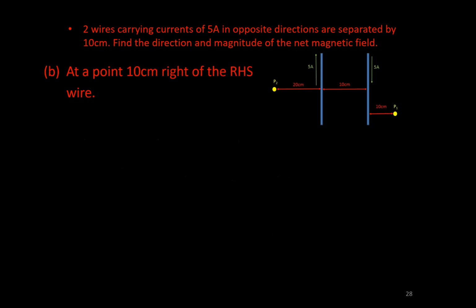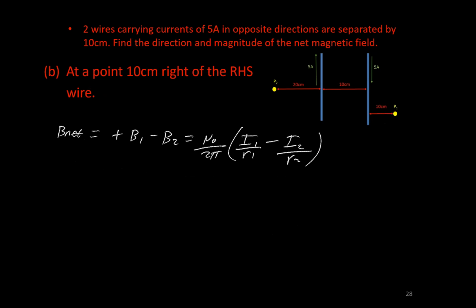Now, let's take a look at a point 10 centimeters right of the right-hand side wire. So here's the right-hand side wire. Let's look 10 centimeters to its right at a point P1. Here, the net magnetic field is going to change. Do your right-hand rule. Put your thumb this way and look at which way your fingers curl. That means that the field is coming out due to current 1, due to this current, and it's going in due to this current. So the field at this point is in opposite directions from these two. This is going in, this one's coming out in terms of the B field.